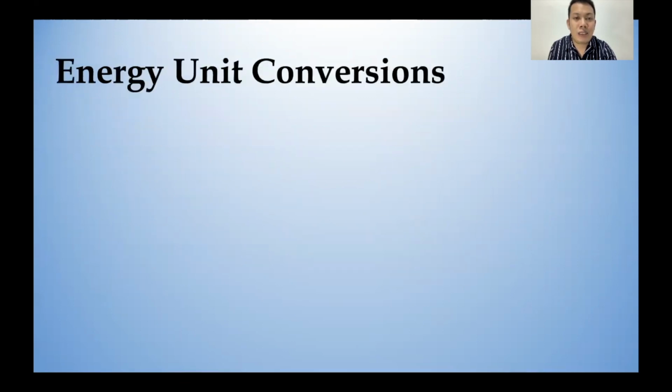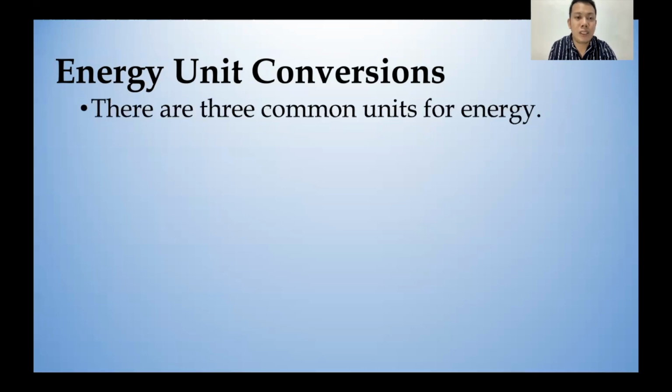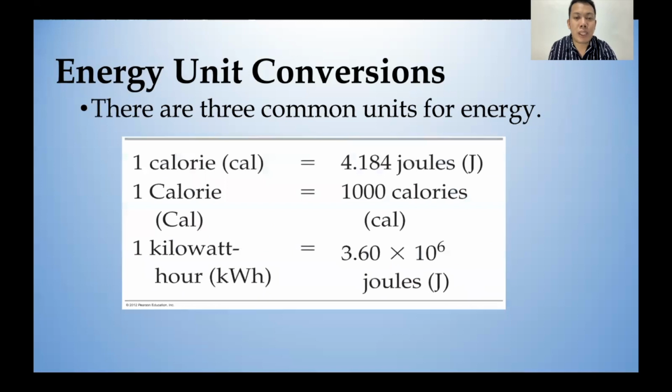So let us now look into energy unit conversion. Of course, way back in high school, we were taught about conversion of units. So we will no longer discuss that here, but you will be asked to convert energy units. So these are the units for energy. 1 calorie or 1 cal is equal to 4.184 joules. 1 kilocalorie is also equivalent to 1,000 calories.